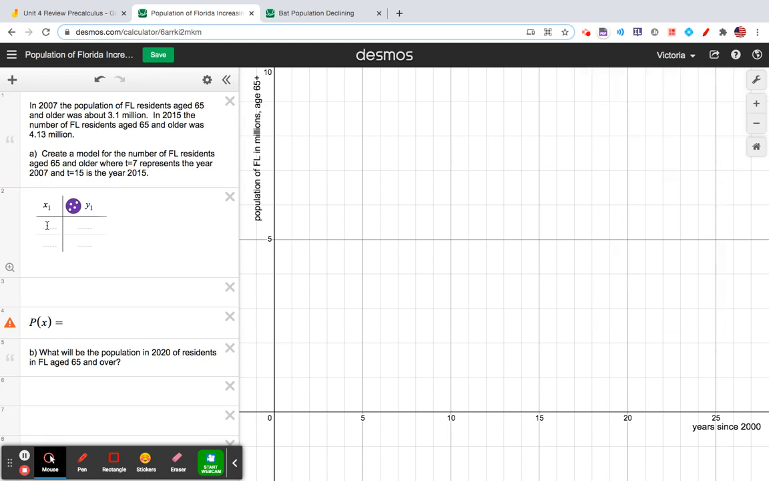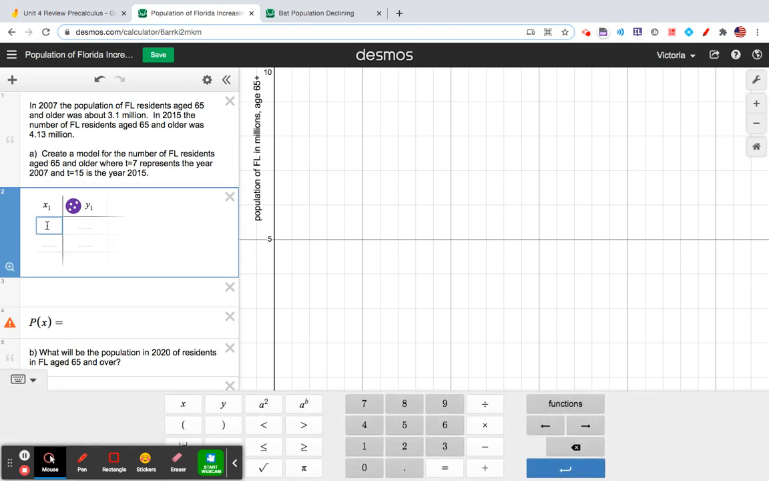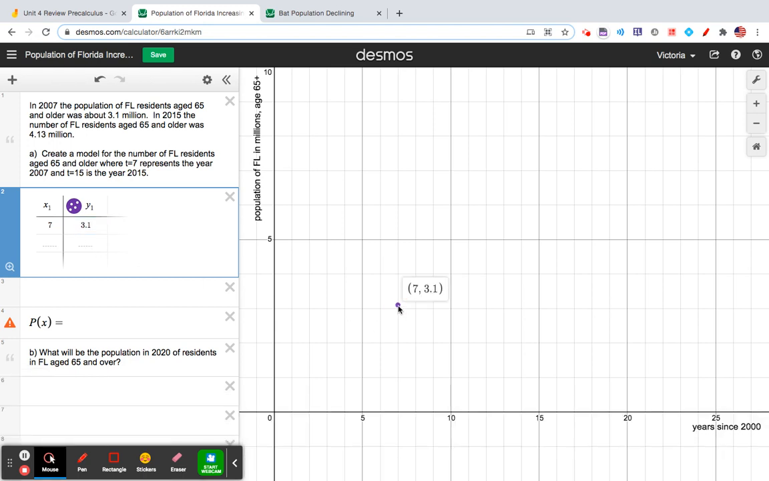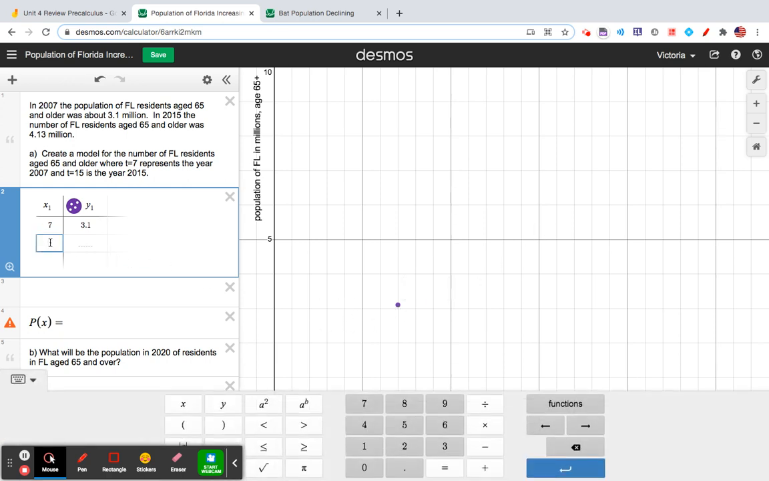From there, I'm going to use the context given in the problem. The first context clue is that in 2007, so 7 years past 2000, the population of these Florida residents was 3.1 million. So you can see that this point, (7, 3.1), is going to lie on my curve. 15 years after 2000, so in 2015, the population of the 65 and over residents was 4.13 million. Now I want to graph an exponential curve with a base of e that goes through these points. And so that's where the regression, the technology, comes into play.